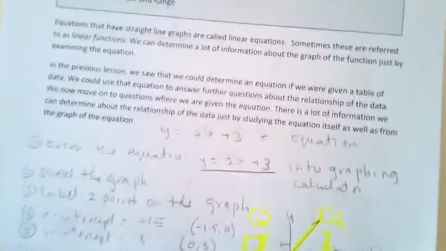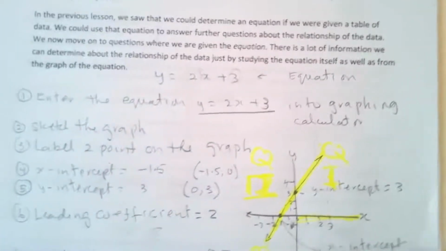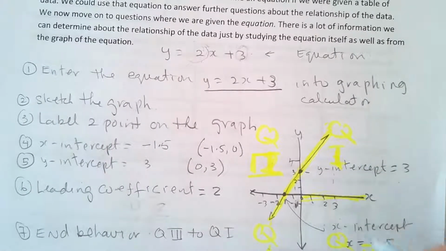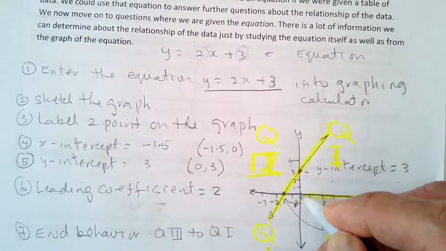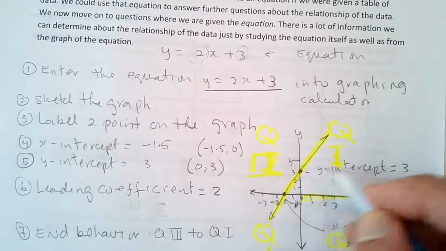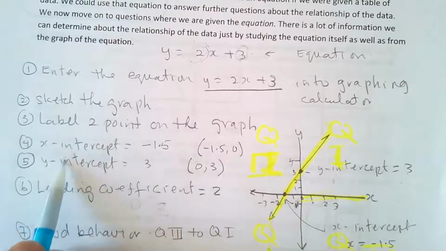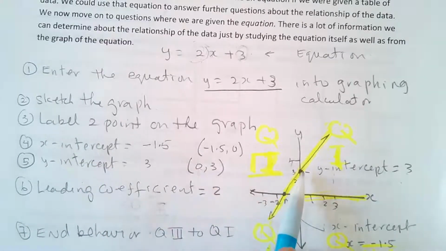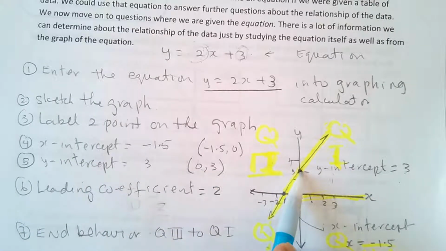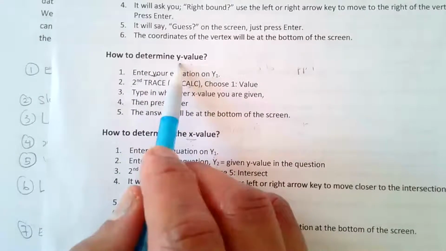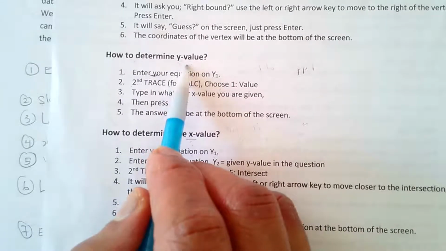Now, remember, we said that the y-intercept, x is 0. So if you want to find y, you let x be 0, right? At the y-intercept, x is 0. You let x be 0 to find y. So we'll be using the determine the y value feature to find the y-intercept.